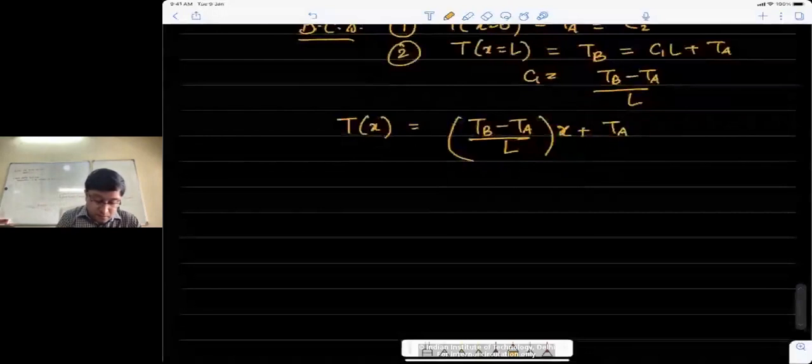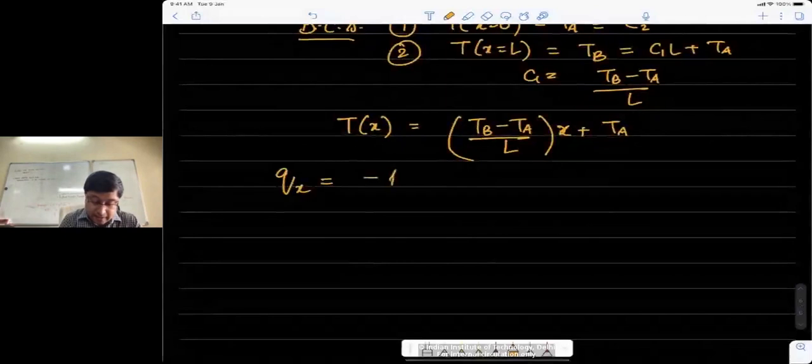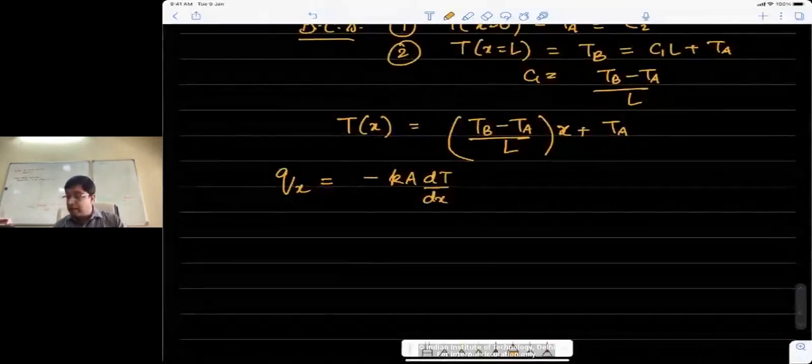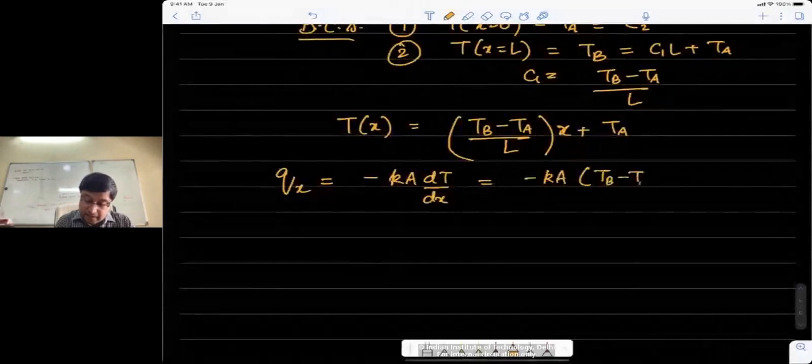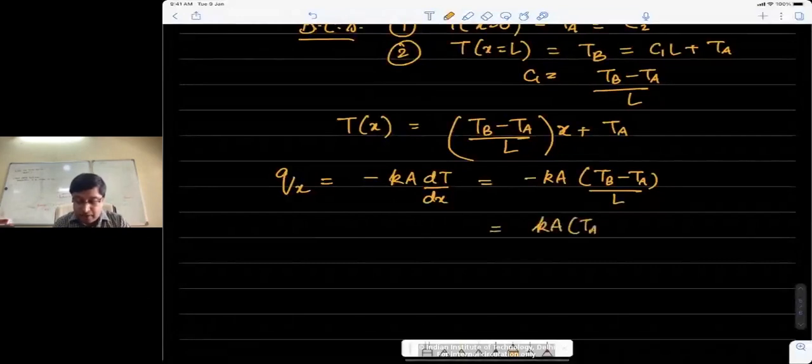What is the rate of heat transfer now? We can write Qx, the rate of heat transfer, as minus k A dT dx, and this becomes minus kA (TB minus TA) by L. It depends on how you look at this problem. Because T infinity 1 is more than T infinity 2, clearly TA will be more than TB. So this should be written as kA (TA minus TB) by L, which is greater than 0, and so heat must be flowing from left to right.